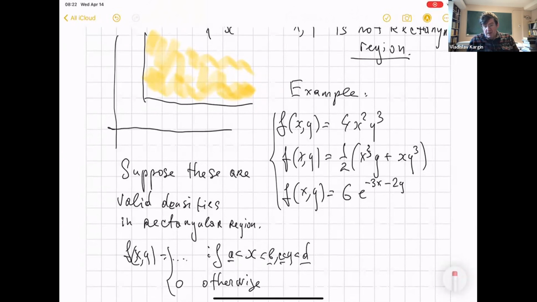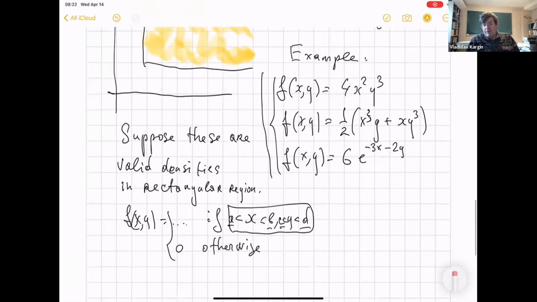So assume that all these three functions are valid densities. So their integral over the range is equal to 1, and the range is described by these inequalities. Okay, so now the question is, are x and y independent?